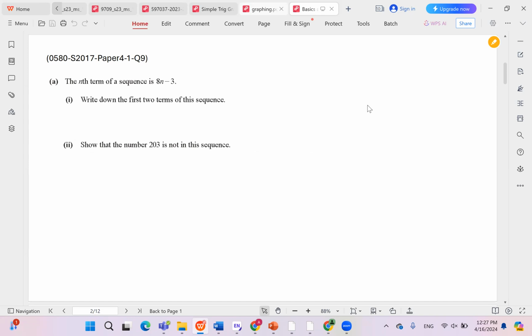So you should know that n is the index of the term. So it's like the fifth term or the sixth term. This means n equals 5 or n equals 6. So the first two terms translates into n equals 1 and n equals 2. This would be the first term, and this would be the second term.